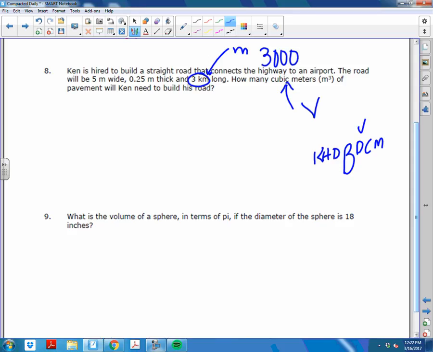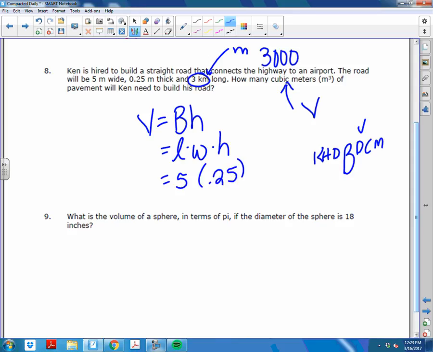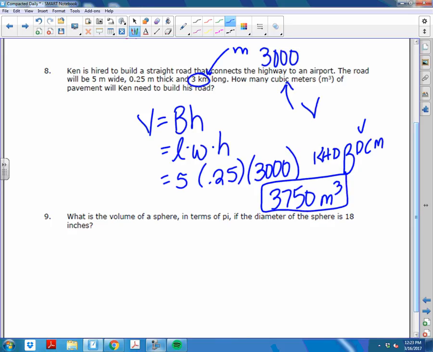So what we end up with is a pretty simple area of the base times the height, which again, when I use rectangular prisms, I still go 4th grade and just do length times width times height. Once you get that, you end up with 5 times 0.25 times 3,000, which gives you 3,750 cubic meters. It's how I do metric conversions. I'll explain that one day.